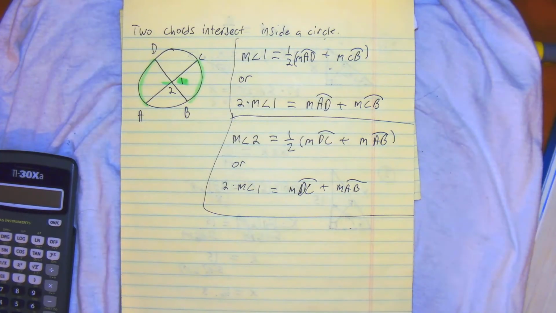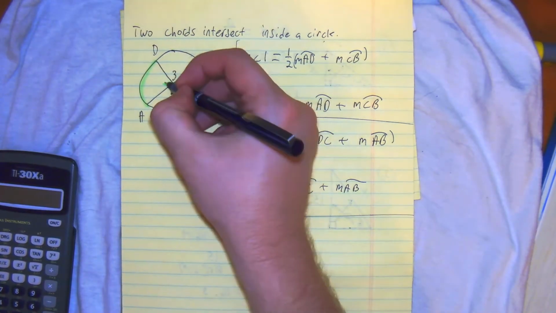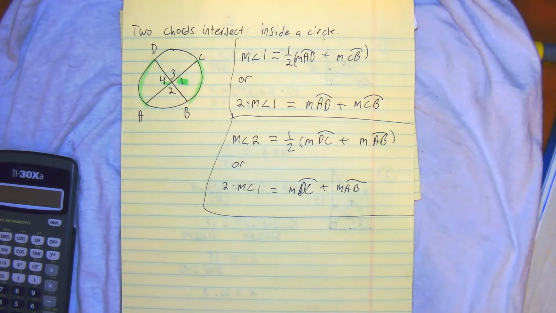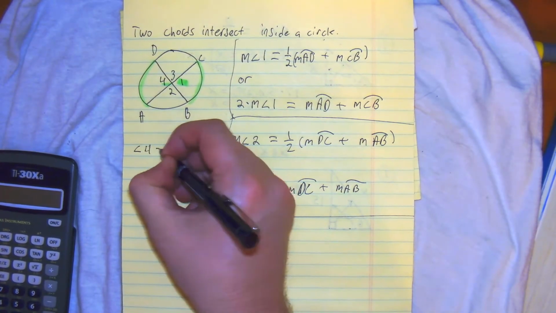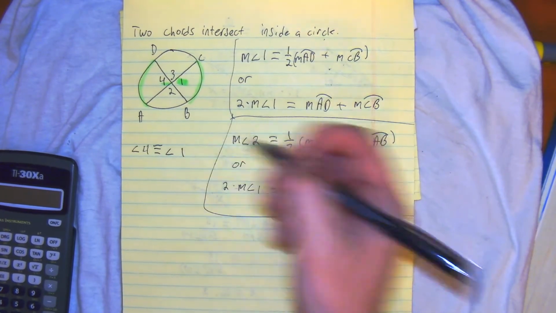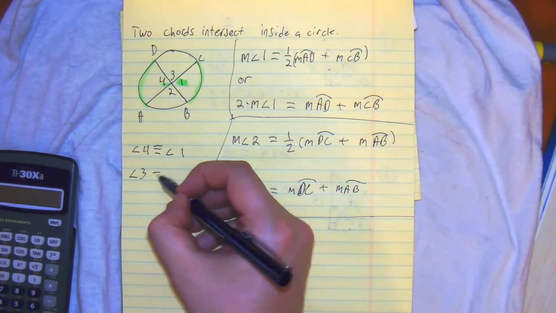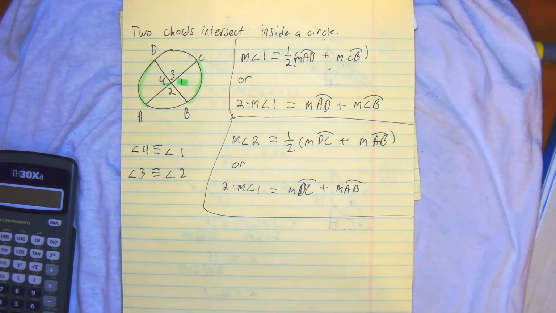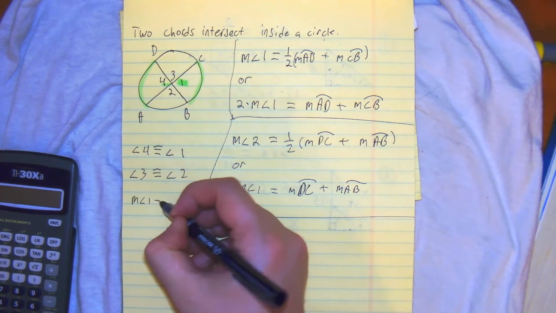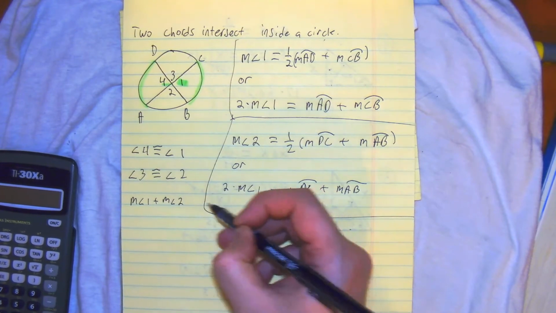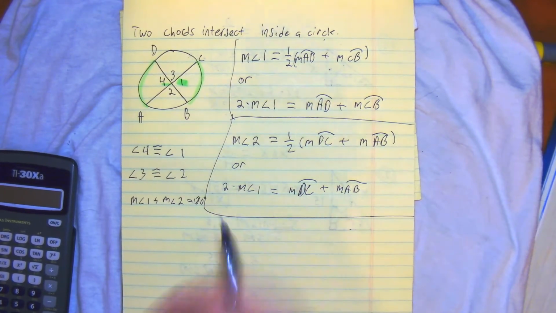If we just were to put numbers, 3, 4, what we know right away is angle 4 is congruent to angle 1, and angle 3 is congruent to angle 2. We know that because of vertical angles. And then our linear pairs would be this. Measure of angle 1 plus the measure of angle 2 equals 180.